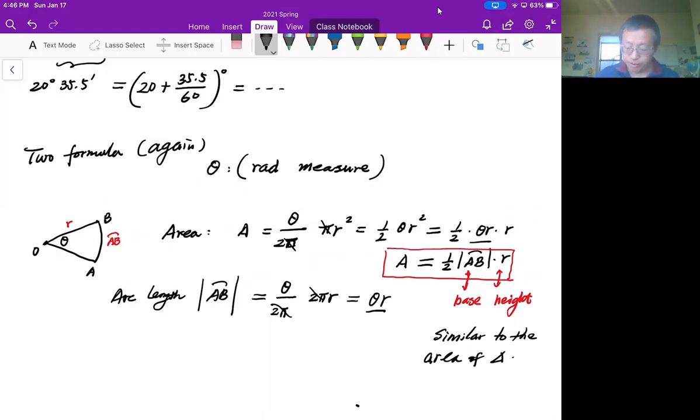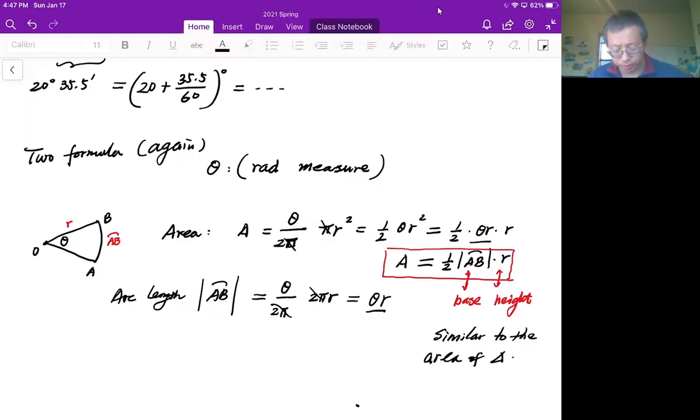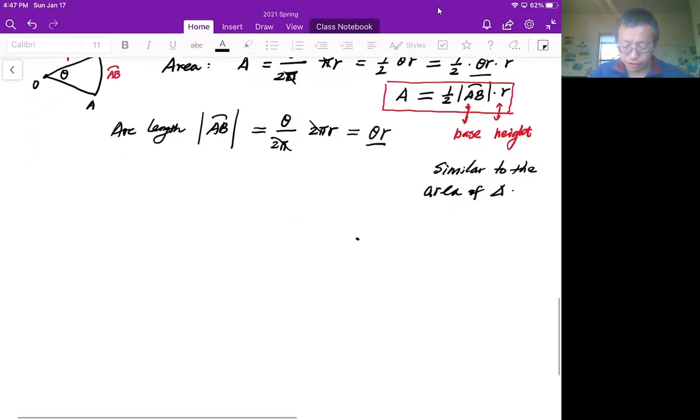Okay, so I give everyone 1 minute. Try to memorize the two formulas, and in these two formulas, the angle should be in terms of radian measure. The arc length is theta times the radius r, and the area is 1/2 times the base times the height.